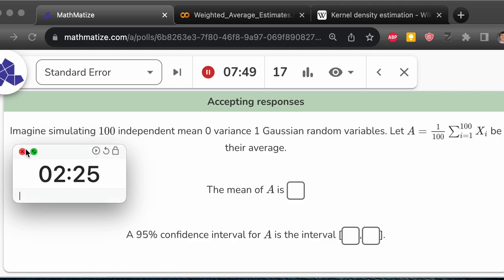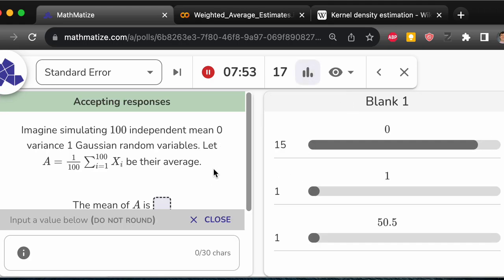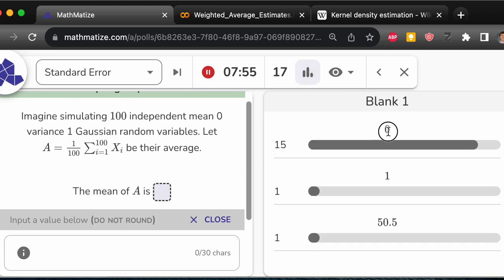Okay, so let's start with the mean, and let's see what you guys put. The mean, 15 people said 0, which is the right answer. If you put in 50.5, you were getting confused with a 100-sided dice. A 100-sided dice has a mean of 50.5, but there's not a 100-sided dice. There's 100 different things. So it's like we're rolling 100 different dice. There is no 100-sided dice. So 0 is the correct answer.